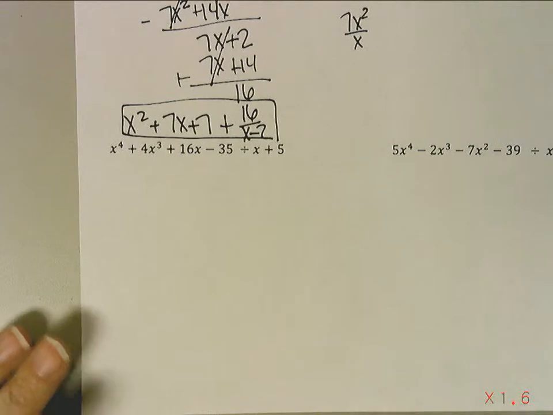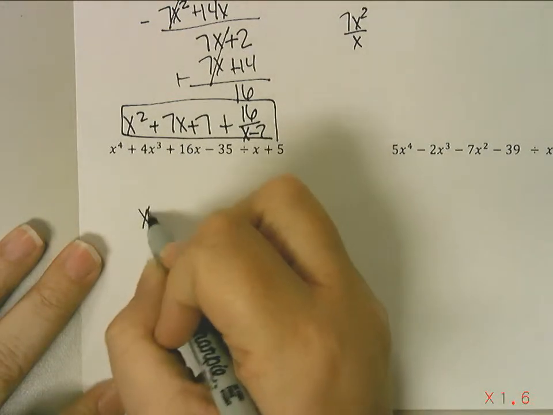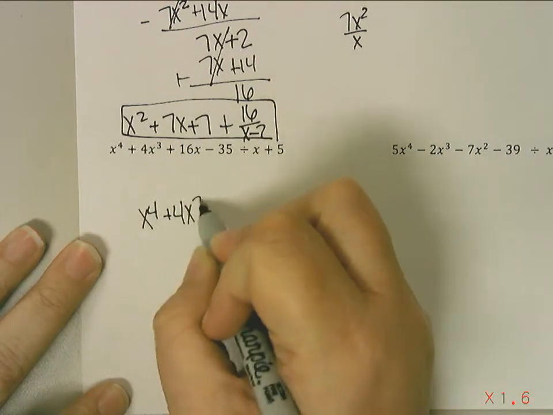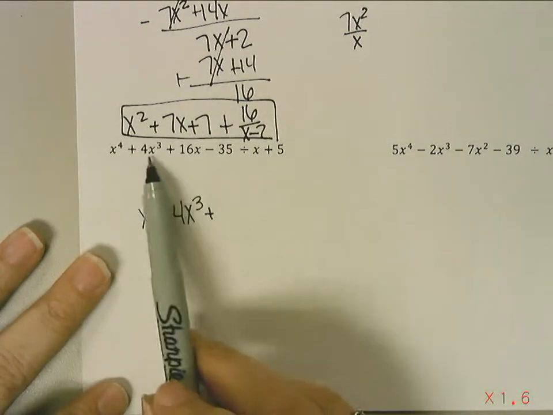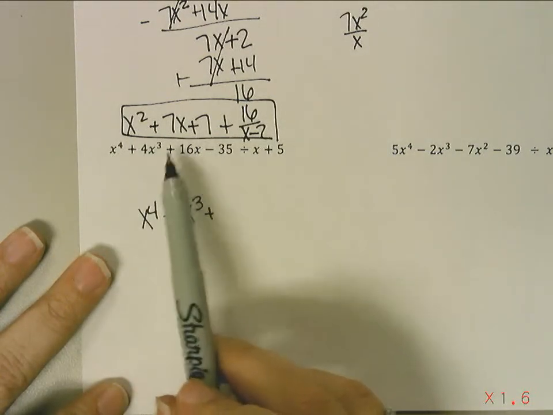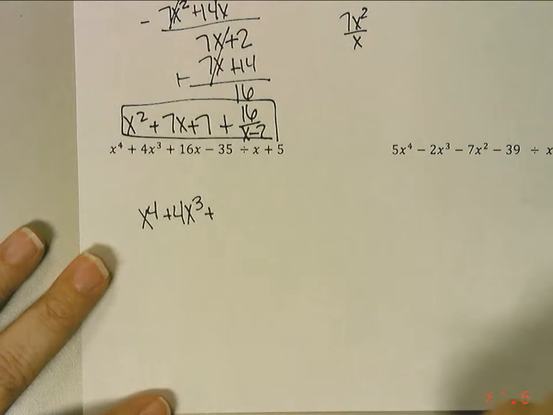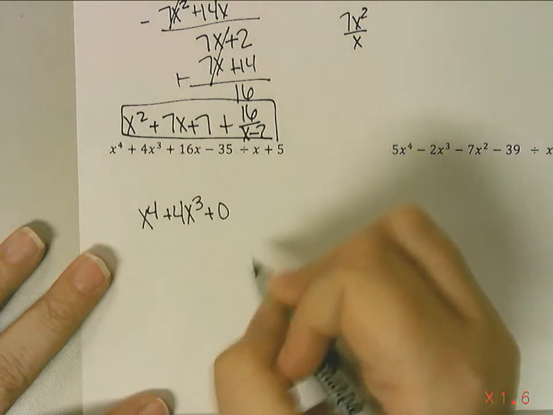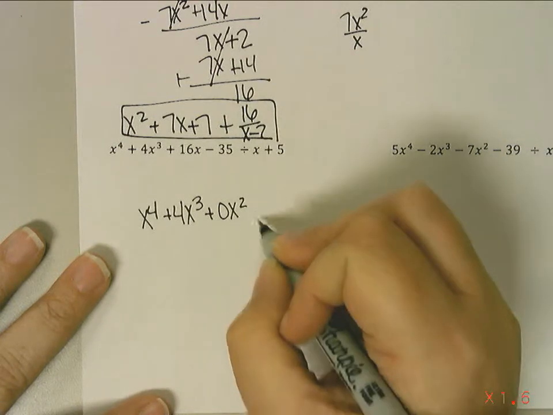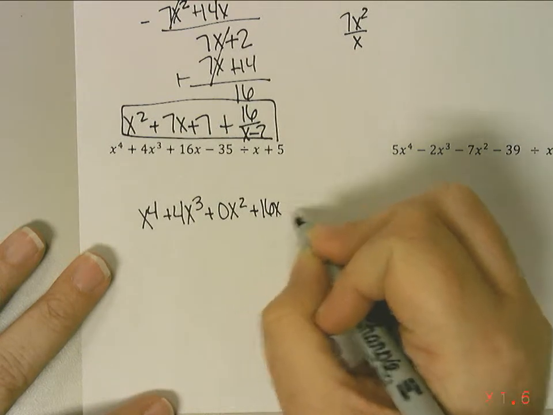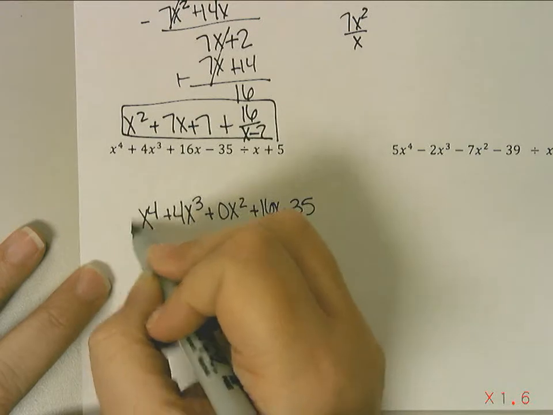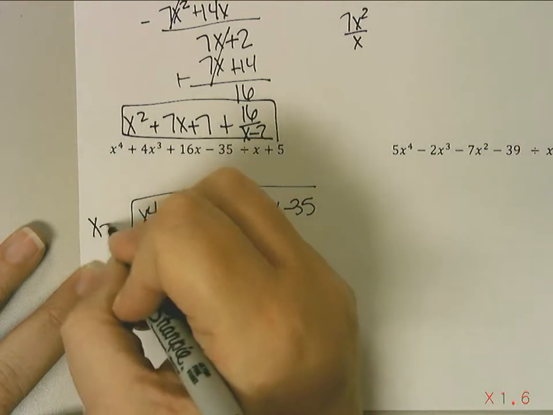Okay, so down here we have two other kinds. So we have x to the 4th plus 4x cubed plus, well, we have a 4th power, a 3rd power. We don't have a squared power, so instead of leaving it out, we have to put a placeholder here because we're going to need this space later. So it's plus 0x squared plus 16x minus 35. And we're going to divide that by x plus 5.